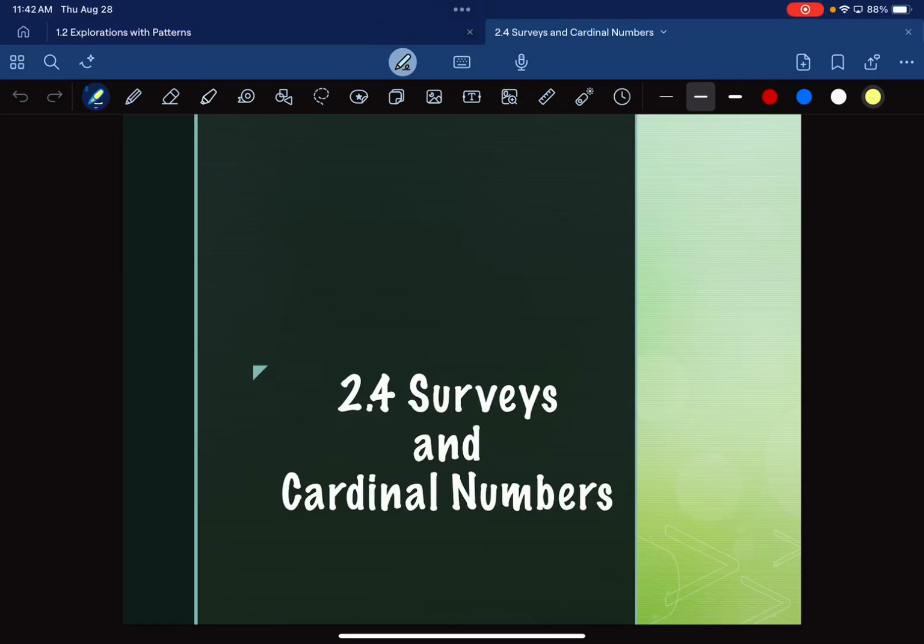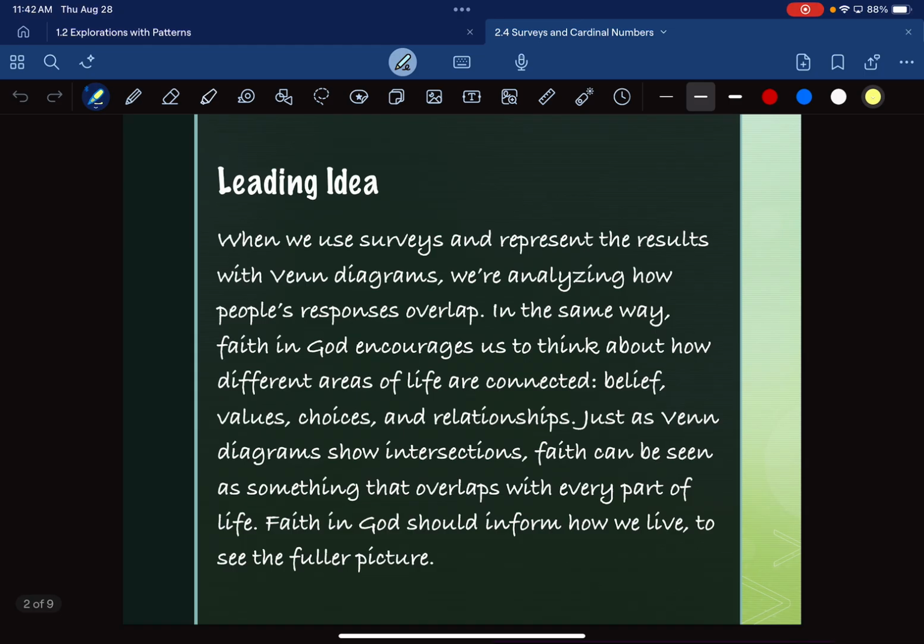All right, our last section for chapter 2 is section 2.4. This is a section that ties it all together, brings together all the pieces and makes the case for the application that we're going to be seeing our Venn diagrams used for. This is titled Surveys and Cardinal Numbers, and our leading idea is the following.